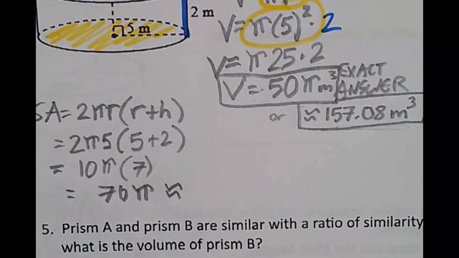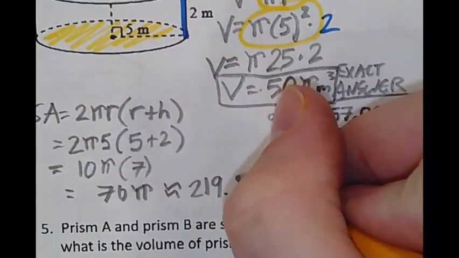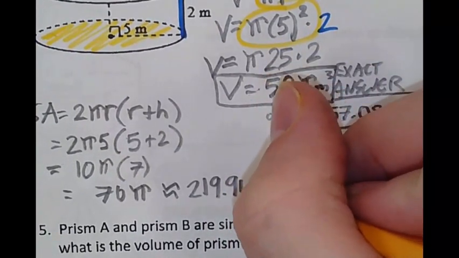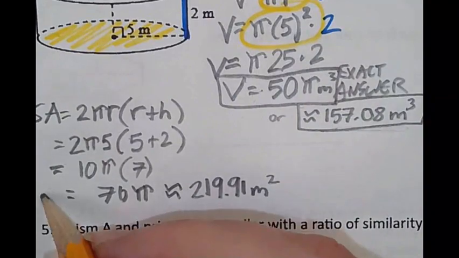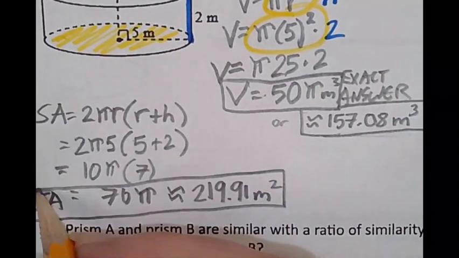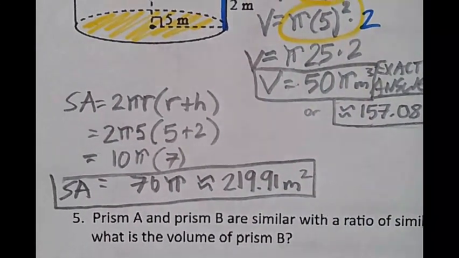what is 70 times pi? Let's ask Siri. What is 70 times pi? It's approximately 219.9114. So 219.91 meters squared. Remember, this is the surface area. So area is units squared, while volume is units cubed.